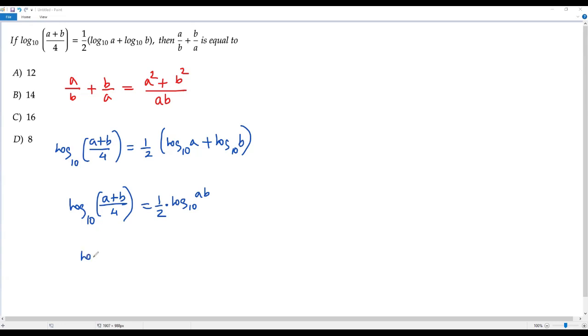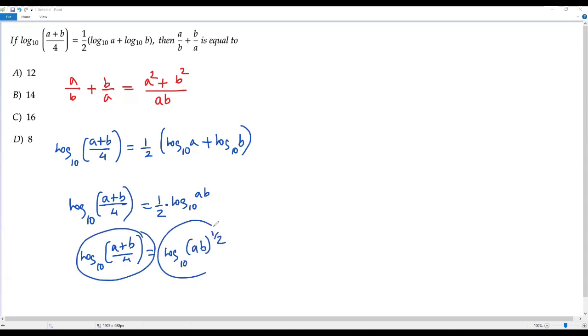Now let me write the equation, that is log base 10 of (a + b)/4. Now I can use the power rule of logarithm. Whenever a logarithm is multiplied by some number, the number can be taken as the exponent of the argument. That is, this 1/2 can be taken as the exponent for this argument ab. Then I'm getting log base 10 of ab raised to the power of 1/2. Here two logarithms are equal with the same base 10. Whenever two logarithms are equal with the same base, we can equate the arguments. Then I'm getting (a + b)/4 equals ab raised to the power of 1/2.